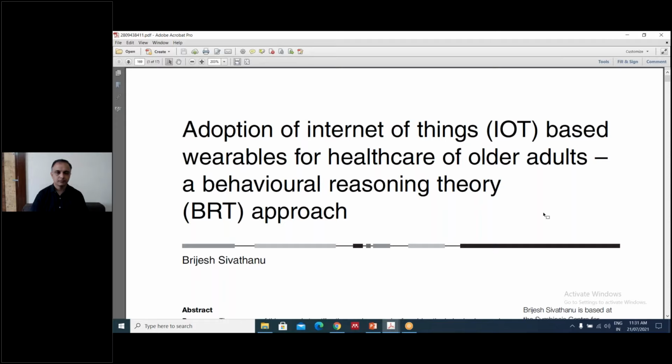And basically, I'm going to talk about how we are going to test BRT theory for a new technology adoption. So it is typically an IoT-based wearable technology, and it is being used in the application of healthcare for elderly people, or what we call older adults.